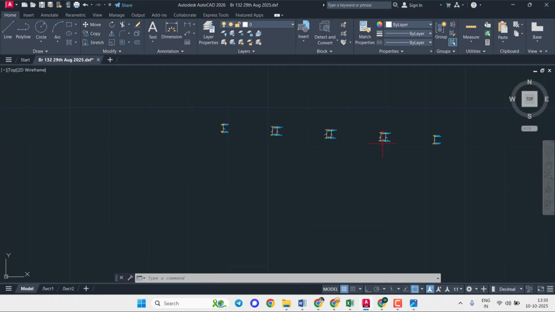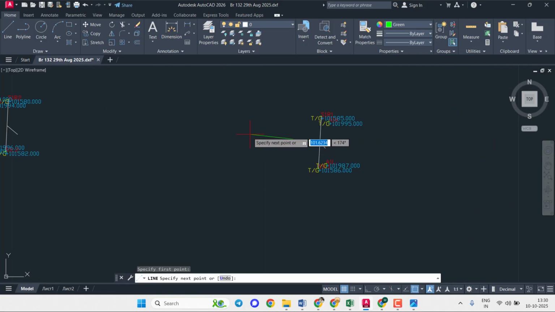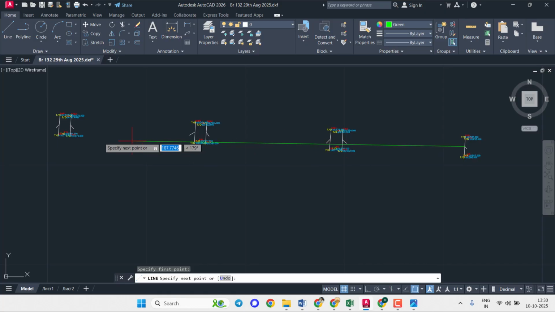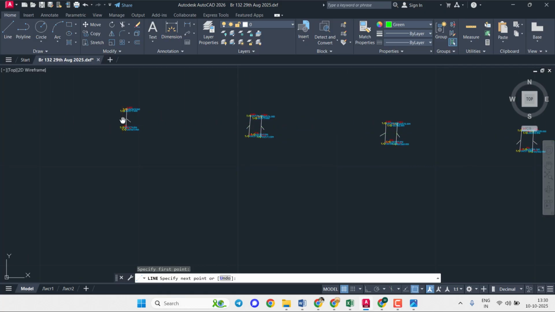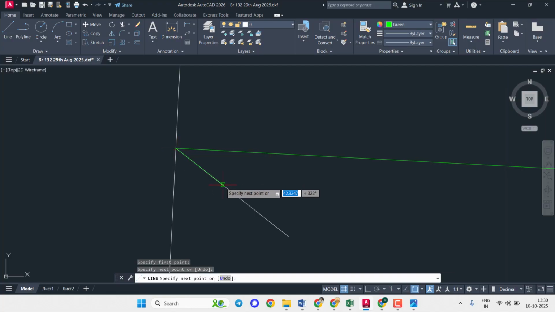So we have found the center, and this is with respect to girders. Now we'll change the color and we will draw a straight line from first abutment to second abutment. So this is a straight line.